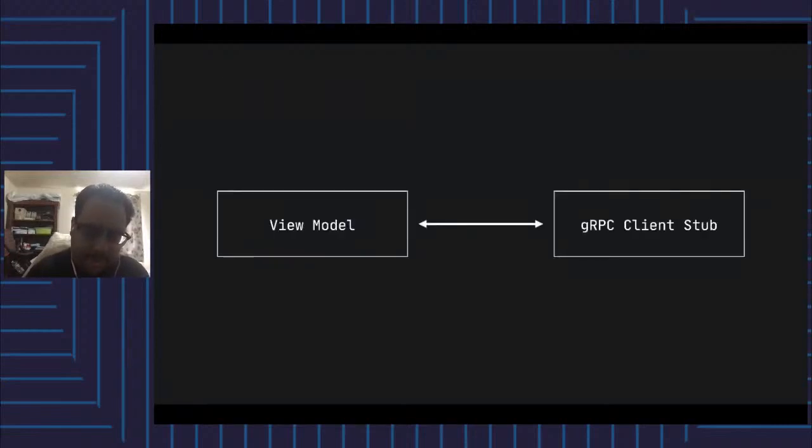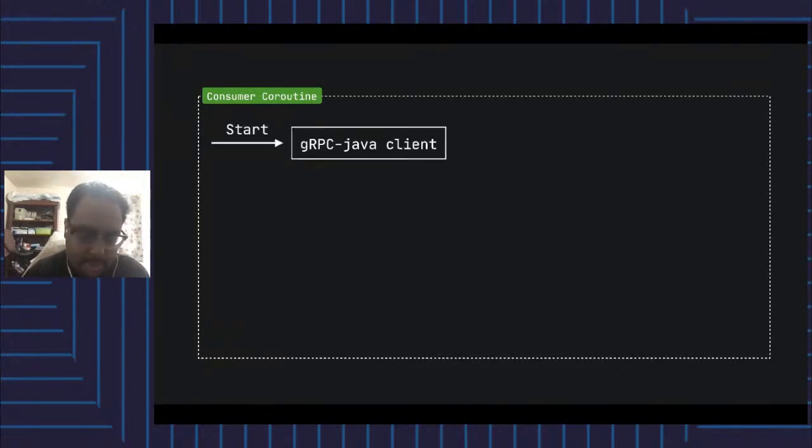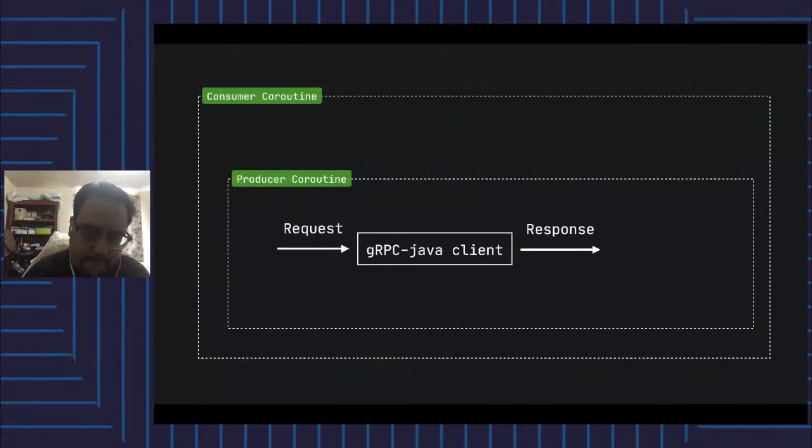But the question is, what happens under the hood when I call these coroutine suspending methods on the client? What happens inside of that? What the gRPC-Kotlin library does is that it has a custom flow that it creates, and inside of that flow, it takes whatever you give it and creates a coroutine. We call it a consumer coroutine. Inside of it, since this library is built on top of gRPC Java, it will tell it, hey, start the client. After you start it, it gives it a request. Then it goes out, and you get a response back.